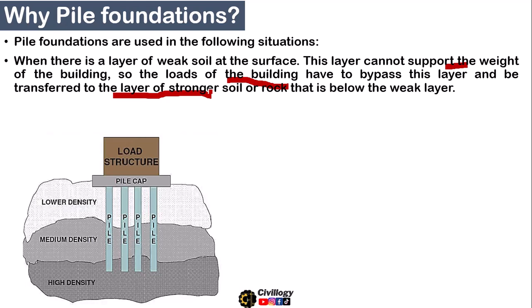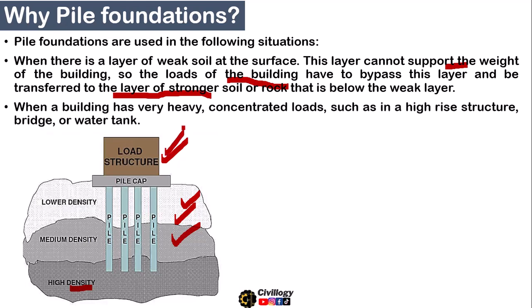As you can see over here, soil comprises different types of layers, materials and rocks, so if the overlying layer is very low in density or is very soft, you will have to bypass these two layers and you will have to transfer the load of the structure to the soil which has comparatively high density or which is able to bear the load of this structure.